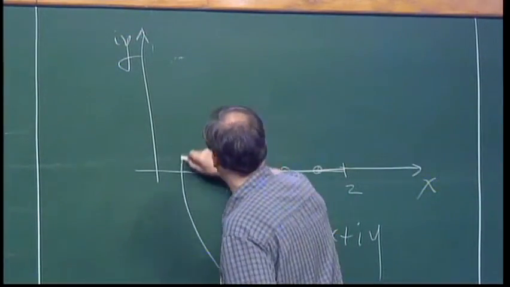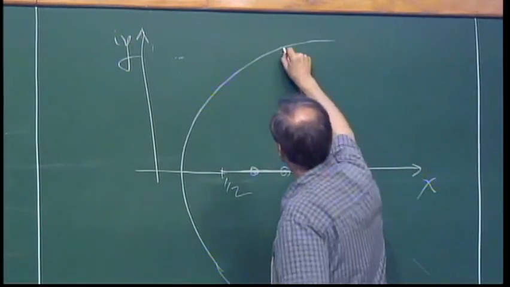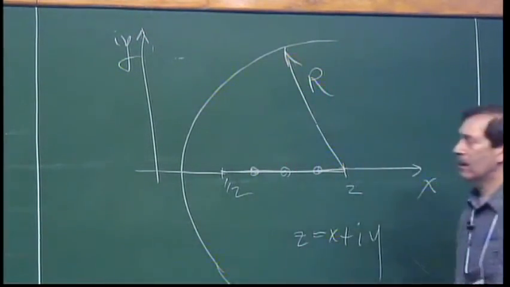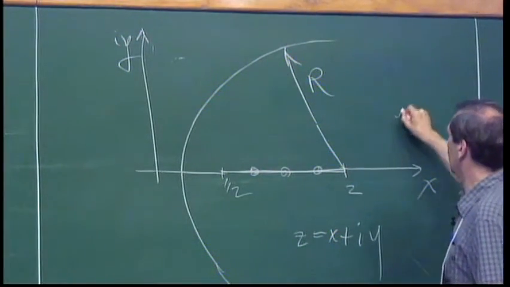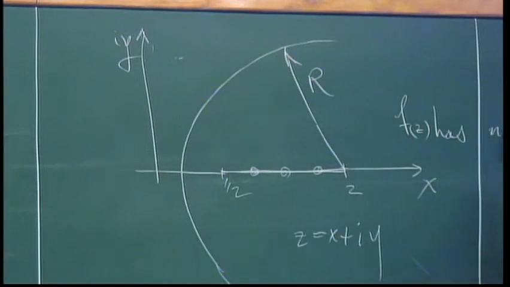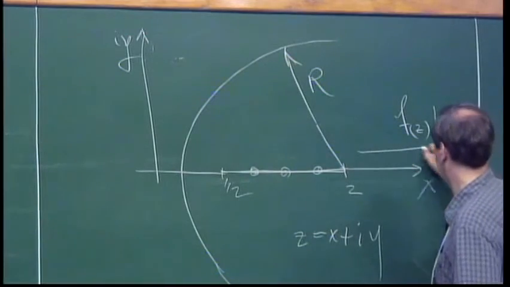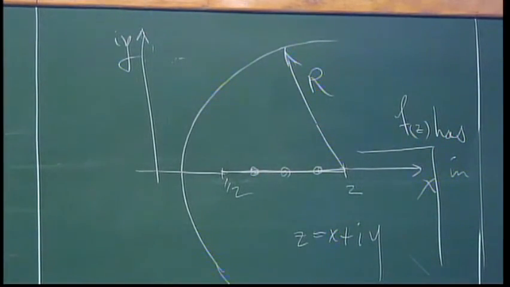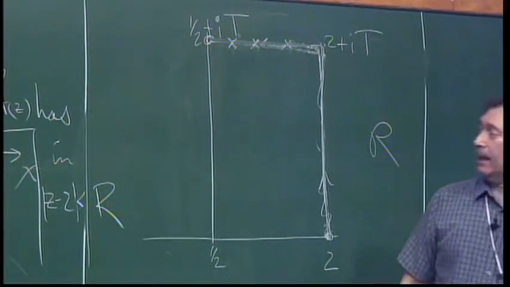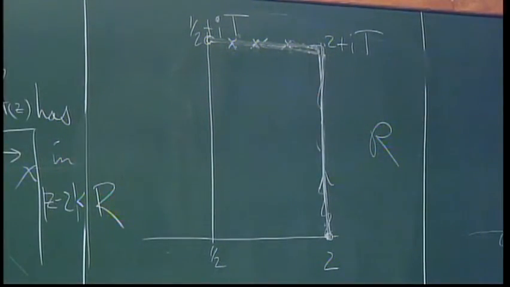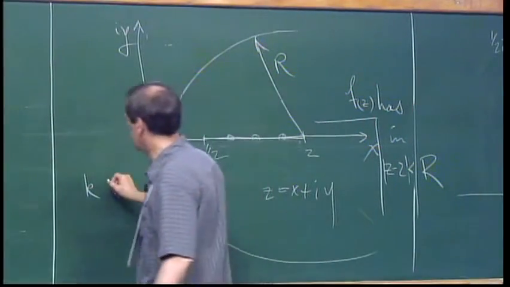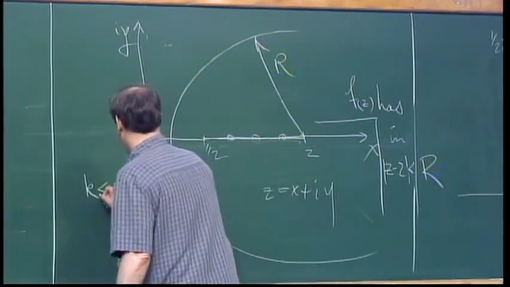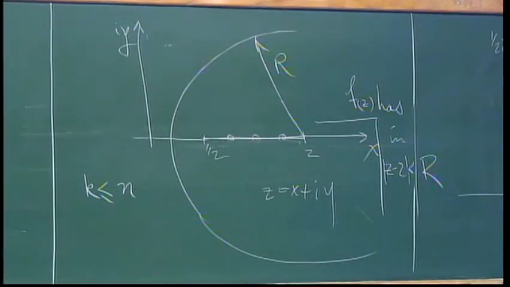Well, let's take a slightly larger disk centered at 2. Let's say its radius is r. And let's say that f has n zeros in the disk, modulus of z minus 2 less than r. Then k, the number of zeros on here, is less than or equal to that number, because they're already counted among them.